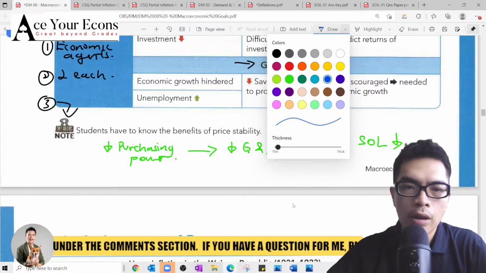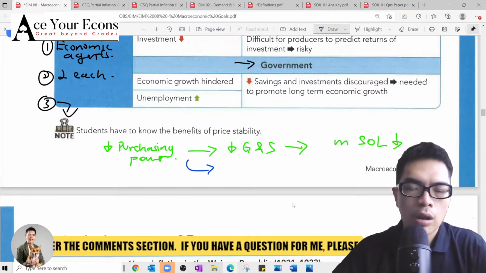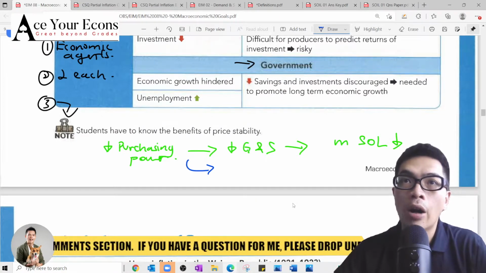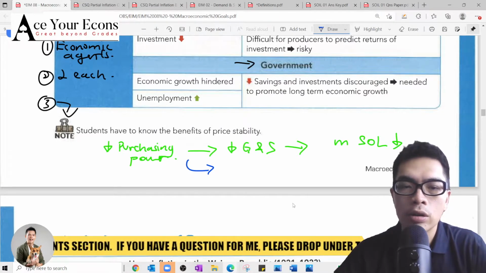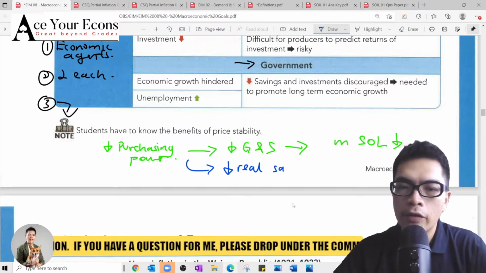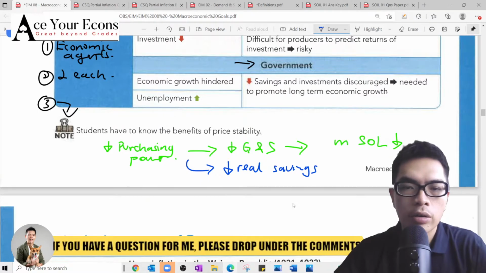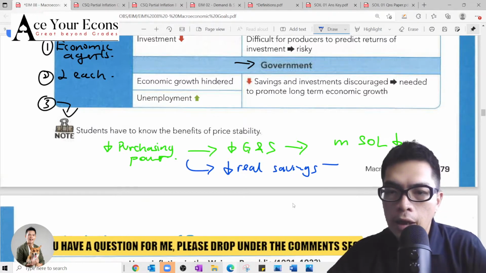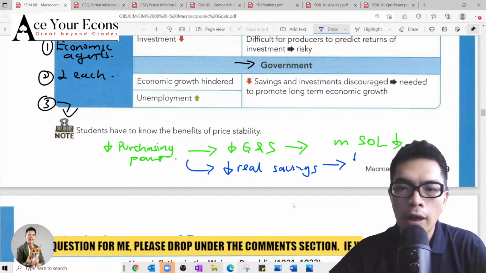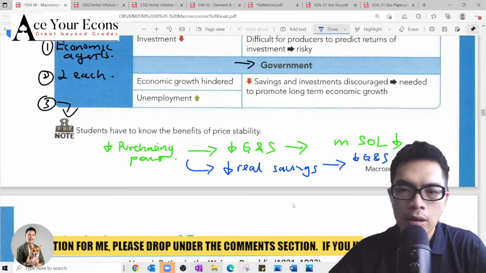Okay, the alternate approach is, remember, you can also relate to savings. The amount of savings that you put in the bank is going to be eroded, right? So the value of your real savings is going to go down. And when your real savings goes down, you're going to afford fewer goods and services in the future.